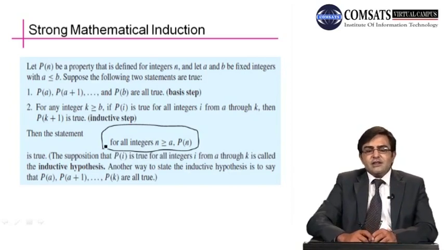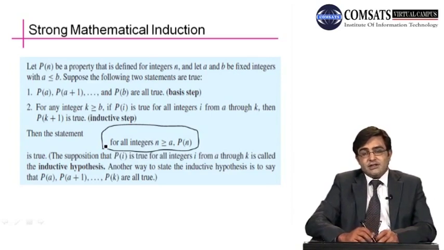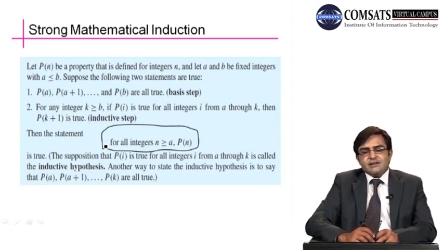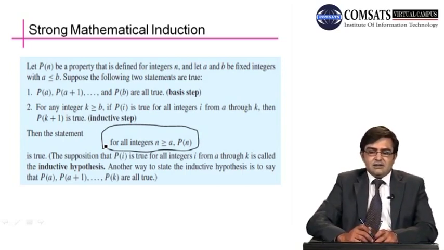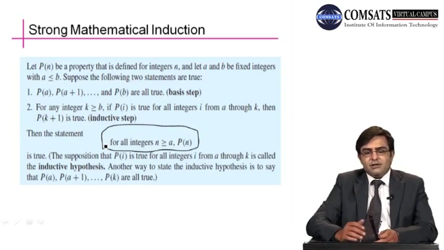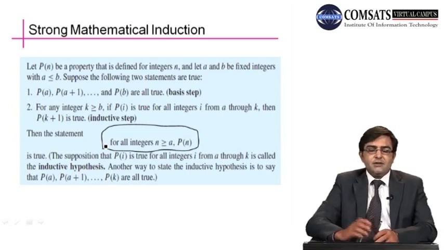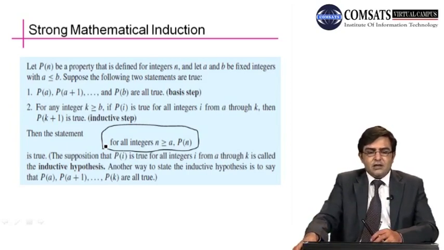Here the supposition that P of i is true for all integers i from a through k is called the inductive hypothesis. Another way to state the inductive hypothesis is to say that P of a plus 1 until P of k are all true. We suppose it, and then we prove that P of k plus 1 is true.